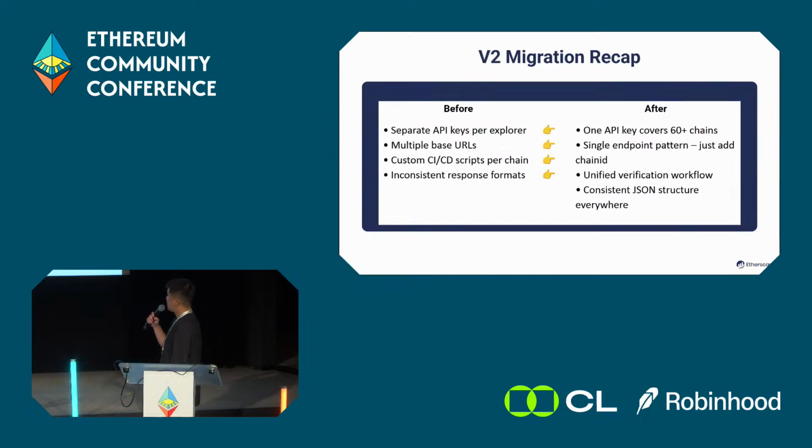Yeah, so the recap: before that, you would have a separate API key and separate account for each explorer, and there were multiple base URLs. You would have to know the explorer, you would have custom deployment scripts per chain if you wanted to verify contracts, and there were always inconsistent endpoints. But with the new changes, everything is consolidated: one key for all chains that we support, and a single endpoint. You just need to define your chain ID to pull that specific data. We also unified our verification workflow, and there is a consistent JSON return.